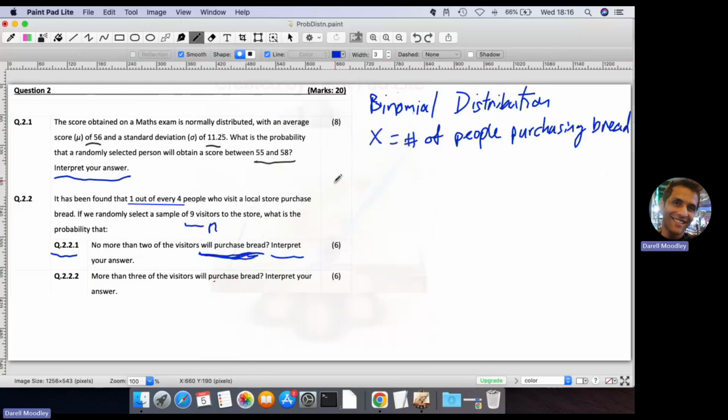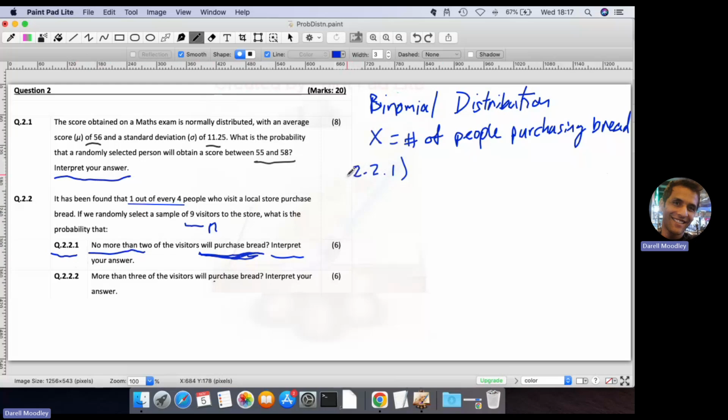All right. So in other words, what they want us to work out for 2.2.1 is the probability that no more than 2. Okay, so there can be a bit of a challenge to identify what they mean by no more than 2. It's not that straightforward. No more than 2 means you can have 2, but you can't have more than 2, right? You can have 1, which is still fine.